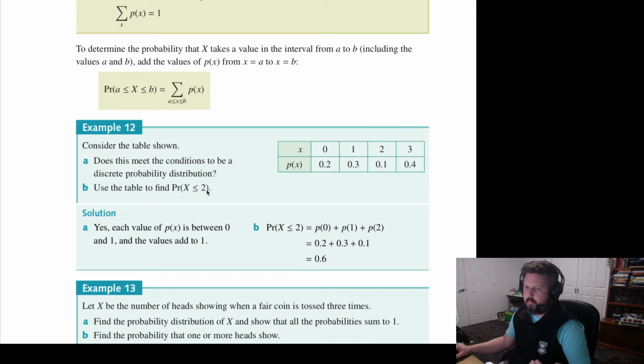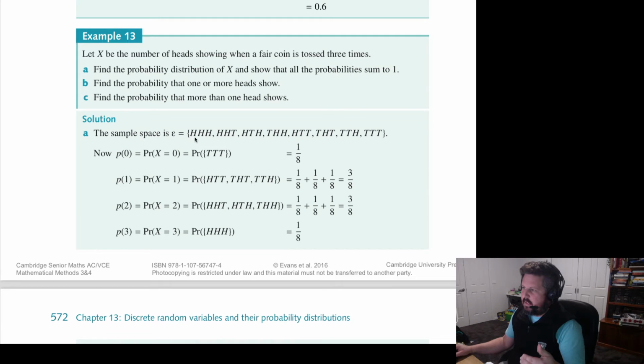Next example, worked example number 13. It says, let x be the number of heads showing when a fair coin is tossed 3 times. So again, good to get in the habit of listing out the sample space, so you can see all of the possibilities. From there as well, it says find the probability distribution of x and show that all the probabilities add together to make 1.